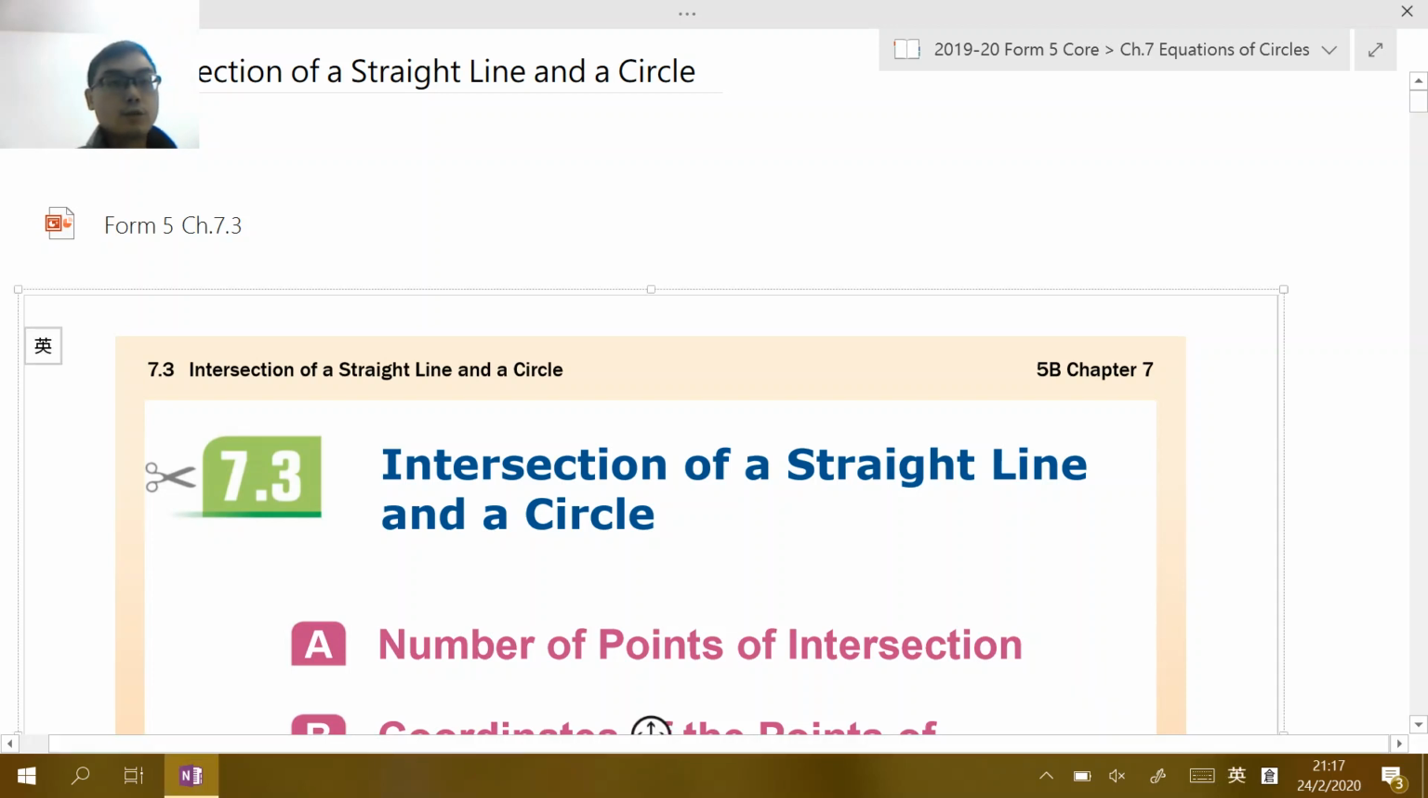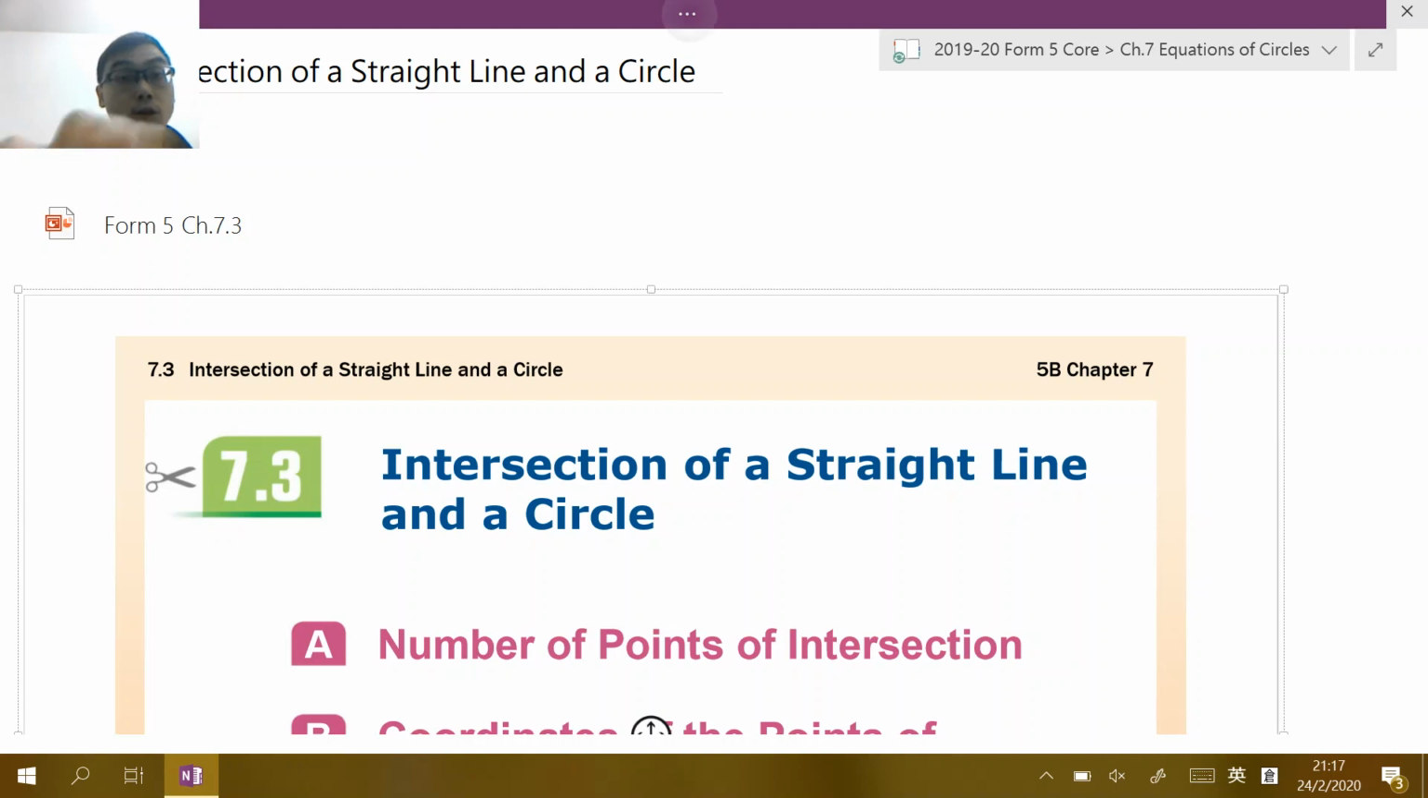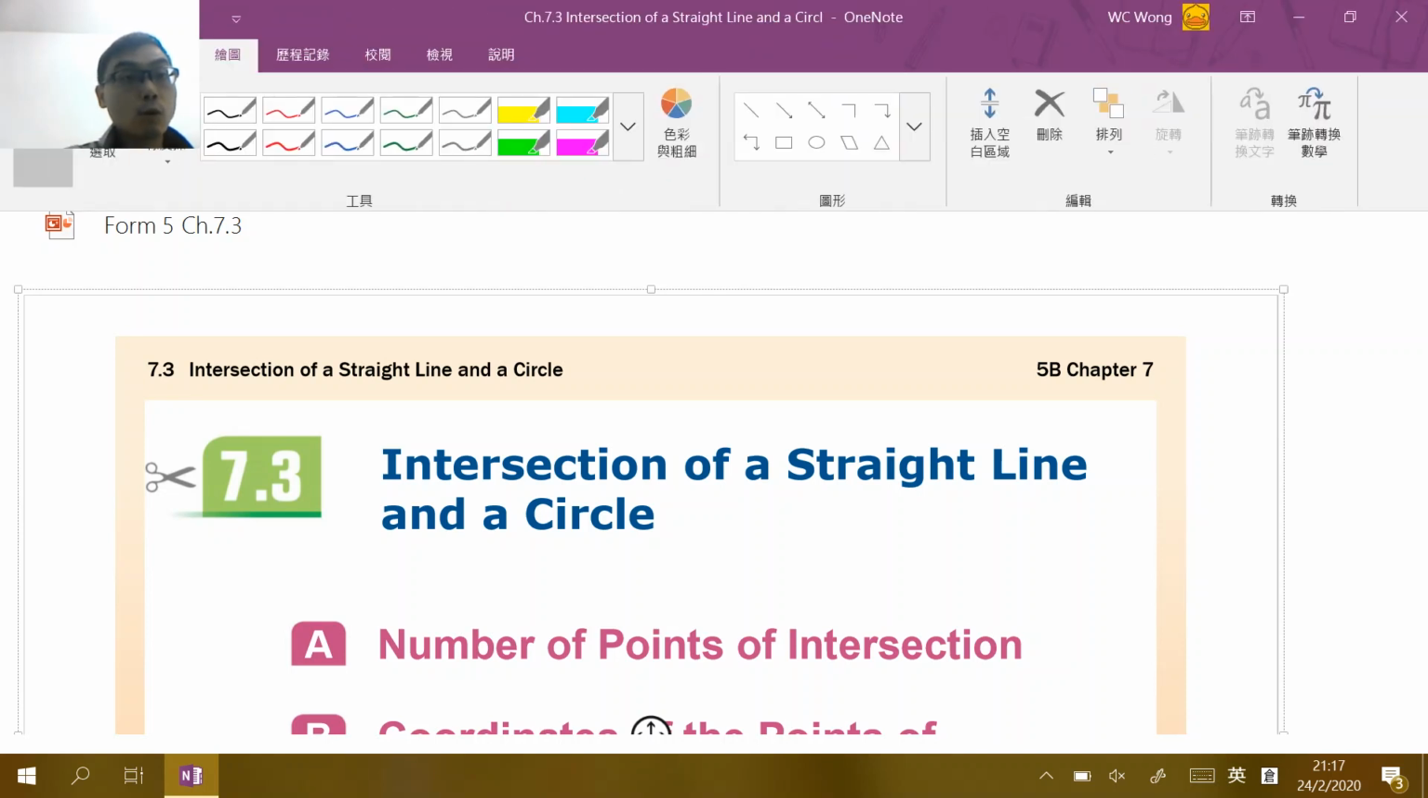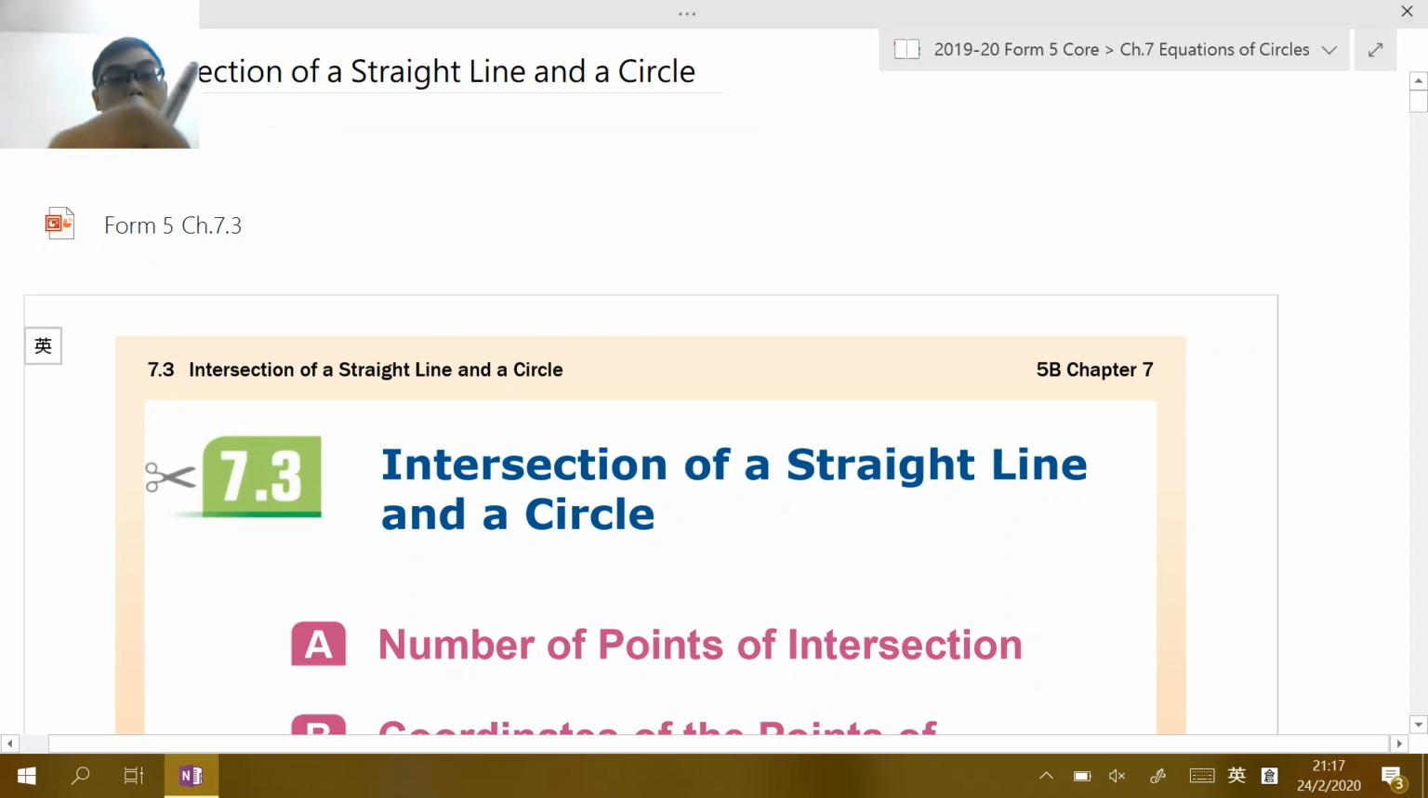Hello boys and girls, today I would like to bring to you the last session of this chapter, chapter 7.3. You can see there is a scissors symbol next to the session number 7.3. It means that this part is a non-foundation part, so you will only see those questions in session B.